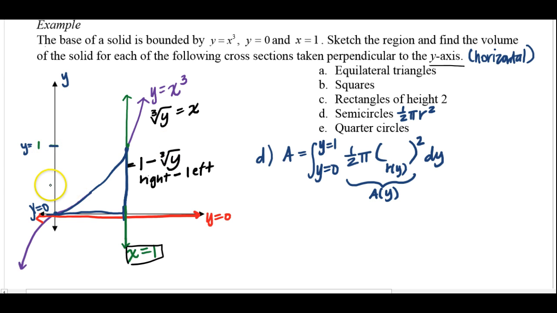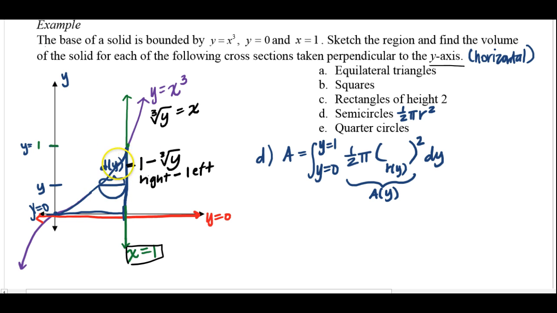So let's go ahead and just pick any point, any y value between 0 and 1, so we can draw an example of what the cross section would look like there. So since we're going perpendicular to y, there's going to be the diameter to my semicircle, and we'll go ahead and just draw a little example. So this semicircle is coming out at us, and so this whole thing here is the diameter.